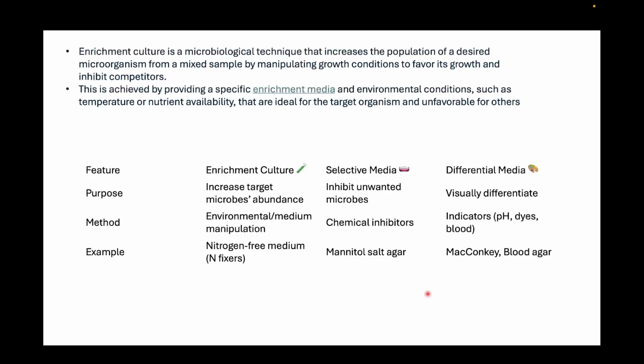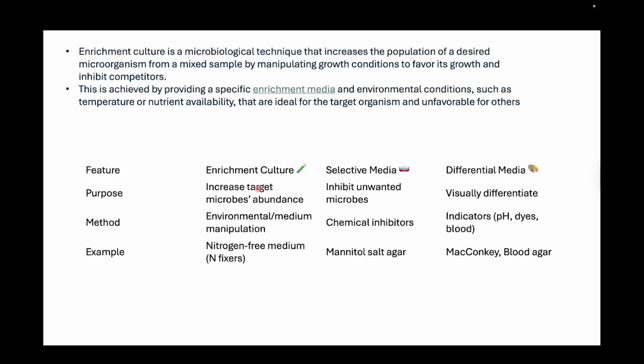Enrichment culture is a microbiological technique that increases the population of a desired microorganism from a mixed sample by manipulating growth conditions to favor its growth and inhibit competitors. So I think option C is also favoring this answer. This is achieved by providing a specific enrichment media and environmental conditions, such as temperature or nutrient availability, that are ideal for the target organism and unfavorable for others.